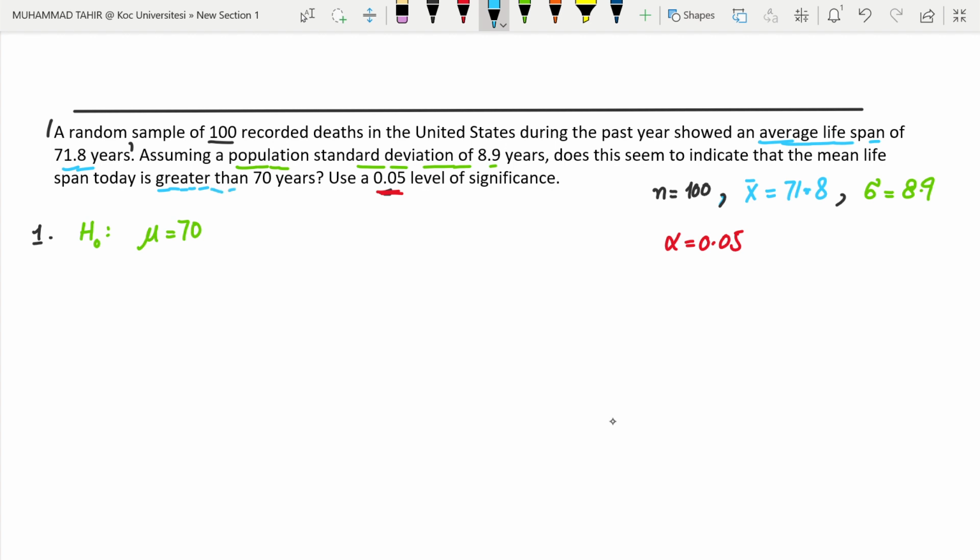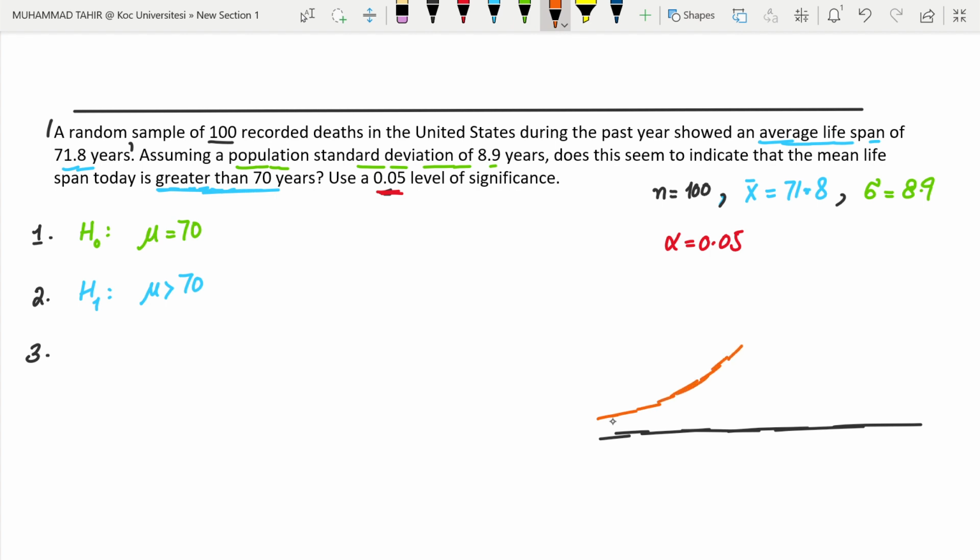And if you remember, we said earlier that in the alternate hypothesis we have non-equality, which means it can be greater than, less than, or not equal to. In this case, we have greater than. So greater than 70 is the alternate hypothesis. And the third step is the same. Before doing the third step, it is better that we make a plot of the z distribution, or graph of the z distribution, whatever you call it.